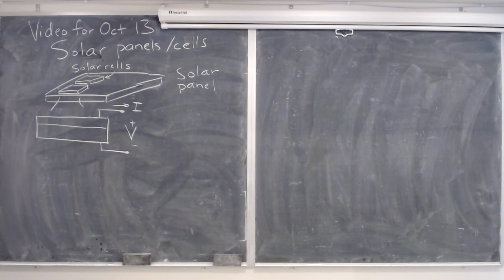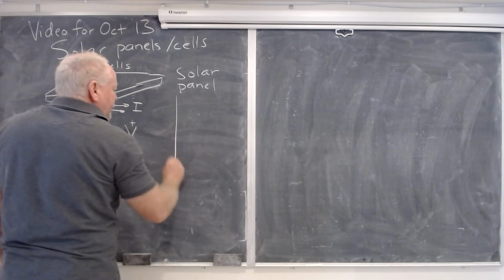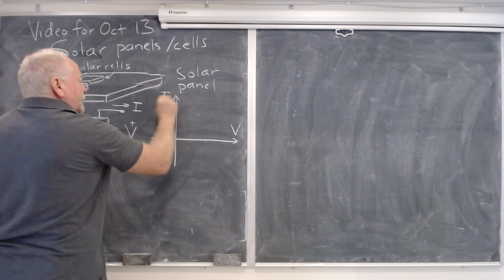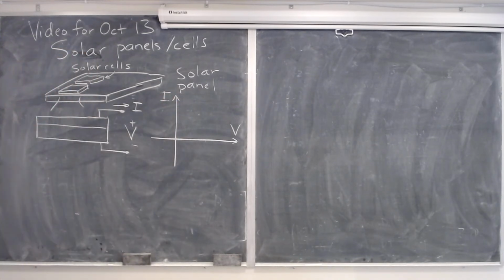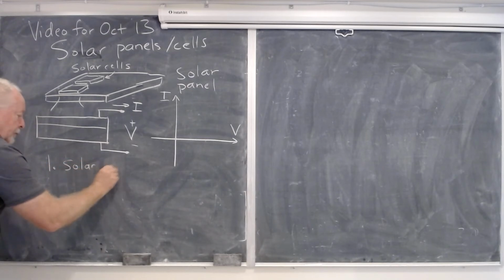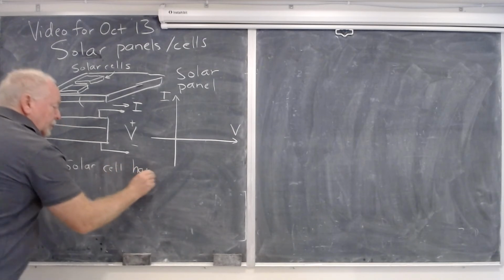So there are several things that I want you to understand about the solar cell in terms of its voltages and currents first. And what we're going to show is that particularly there's something called the current voltage relationship for the solar cell. And the first principle is that a solar cell has plus and minus.